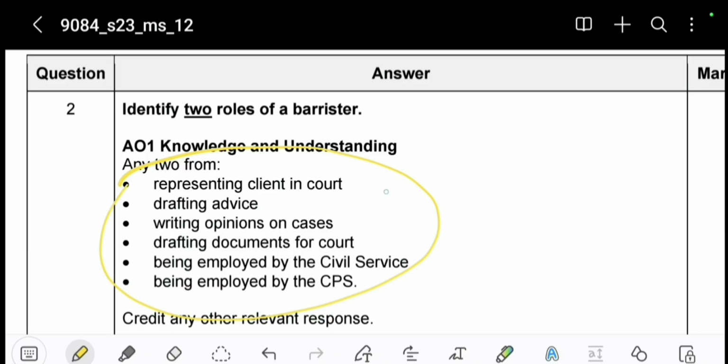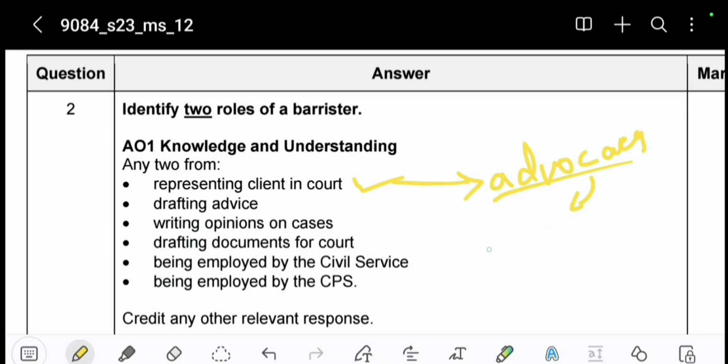So the first role is representing the client in the court. As in the first line, I have mentioned advocacy. In advocacy we have mentioned that a barrister represents their client in the court. So it was mentioned in the first line. So for the first one, I'm going to tick this because I have included it.